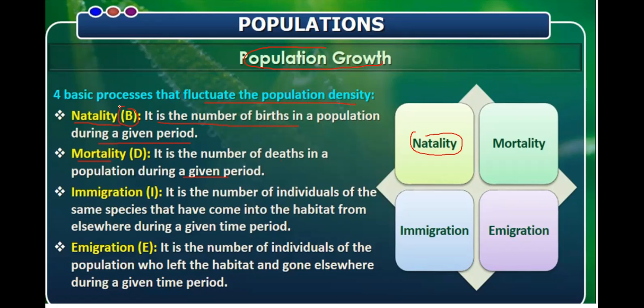Immigration. So these are the four basic processes which are responsible for fluctuation in population density. Sometimes a question will be there: explain natality, mortality, immigration and emigration. Immigration is the number of individuals of the same species that have come into the habitat from elsewhere. So some people are coming from another place, that is called immigration. And some are going out from this place, that is called emigration. Immigration and emigration, these are the four processes responsible for fluctuation in population density.